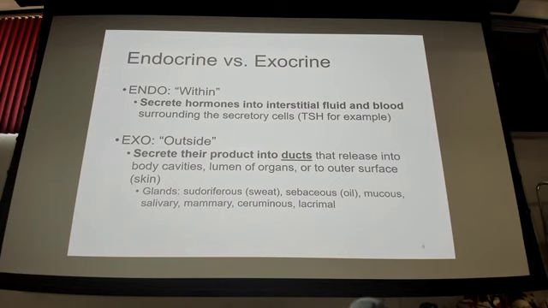Anybody know one? Pancreas, exactly. Pancreas has endo and exocrine functions. Endocrine makes insulin, makes glucagon. Exocrine, it makes digestive enzymes. Okay. That's everything on this slide.